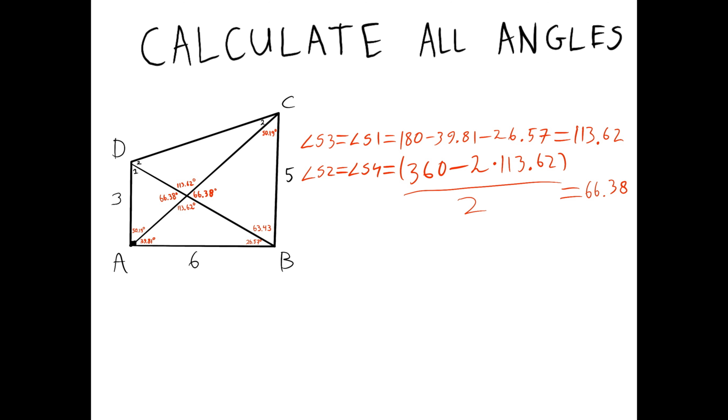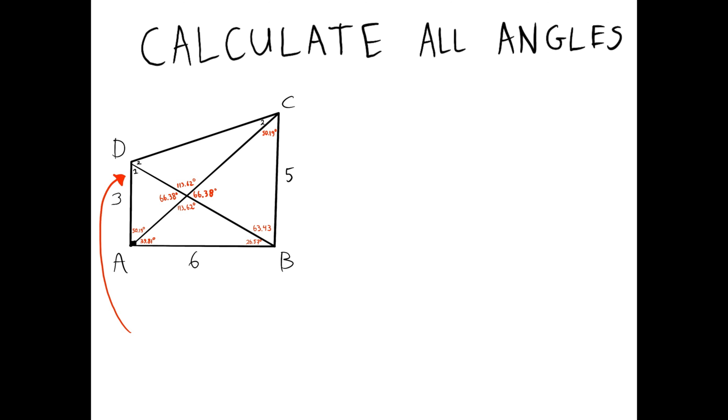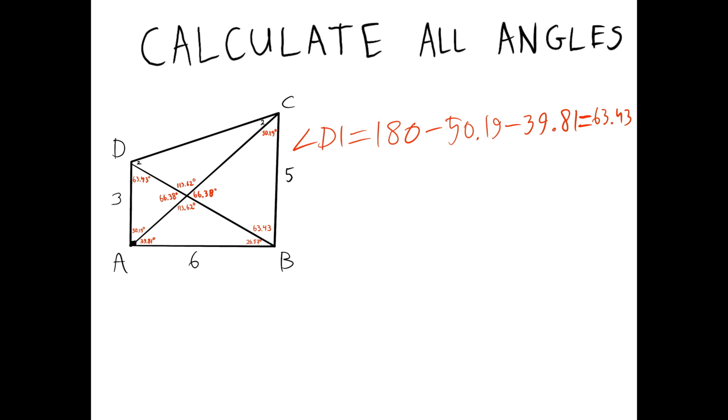Now we can calculate angle D1. We do this by subtracting A1 and S2 from 180 to get D1. 180 minus 50.19 minus 66.38 is 63.43. So now we know D1 is 63.43.